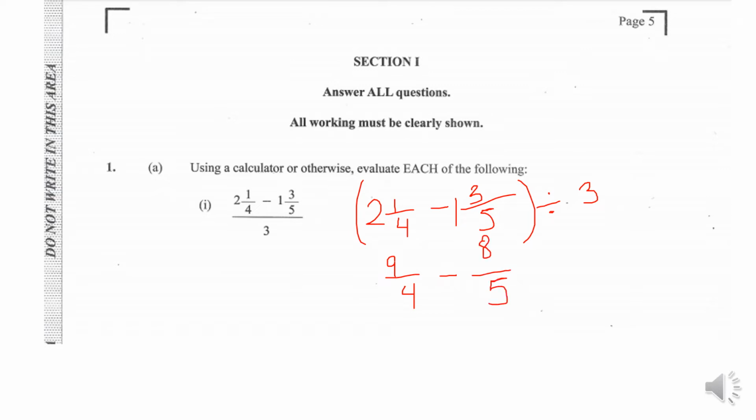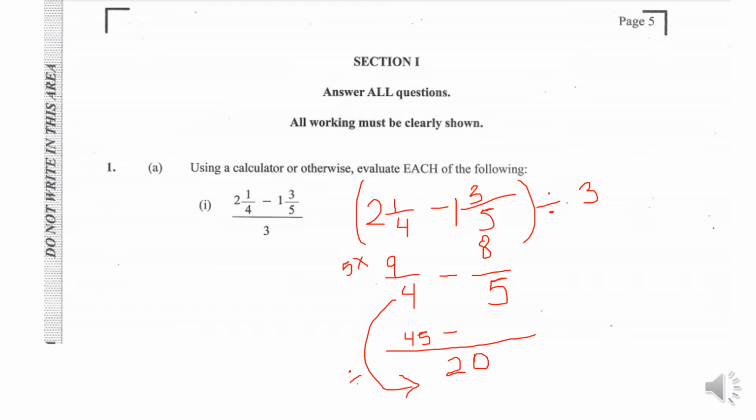As we can see, we don't have common denominators, so we need to find the LCM, lowest common multiple. Now the LCM of 4 and 5 is 20. So now we are going to divide and then multiply. 4 into 20 is 5, and 5 times 9 is going to give us 45.